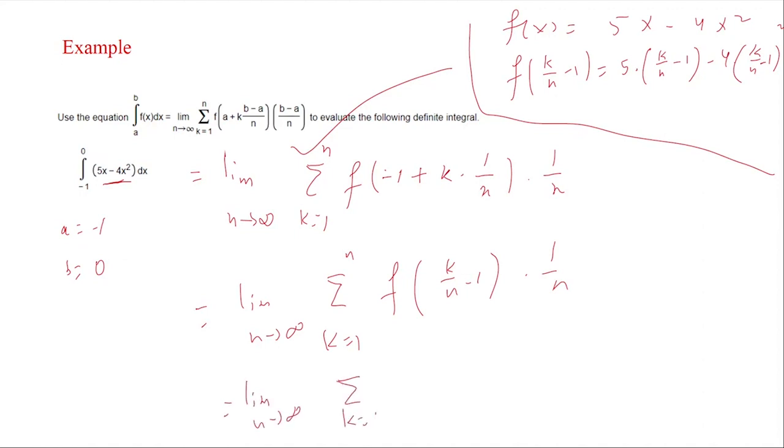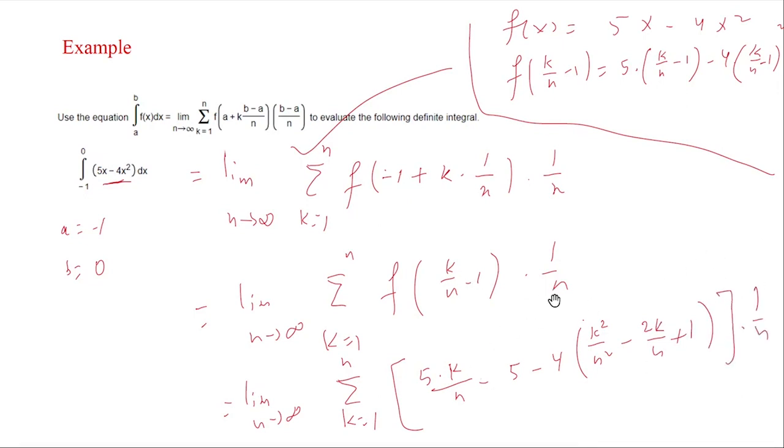So k equals 1 to n. This is the value of the function, which is 5 times k over n, minus, distribute this 5, and then there is a k over n minus 1 whole squared, minus 4. K over n minus 1 whole squared is k squared over n squared minus 2 times k over n plus 1, and then there is a 1 over n. So we need to find the sum.